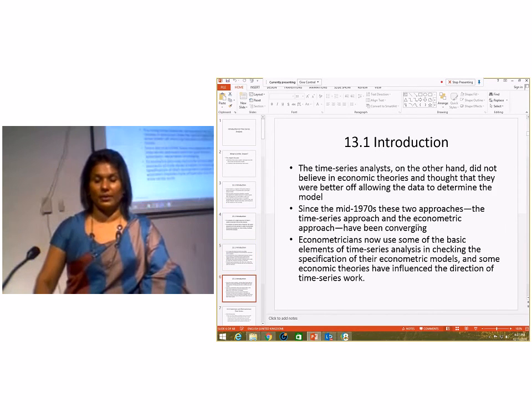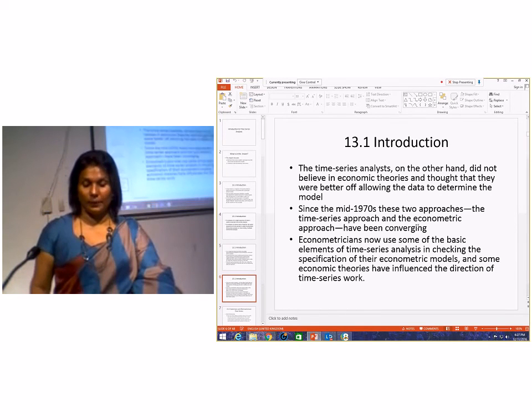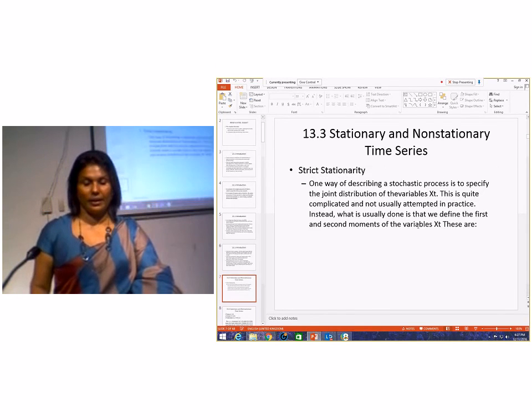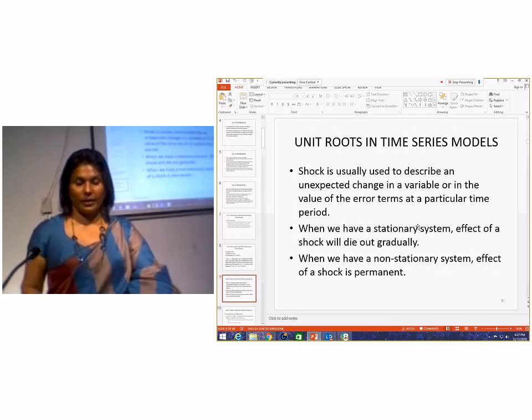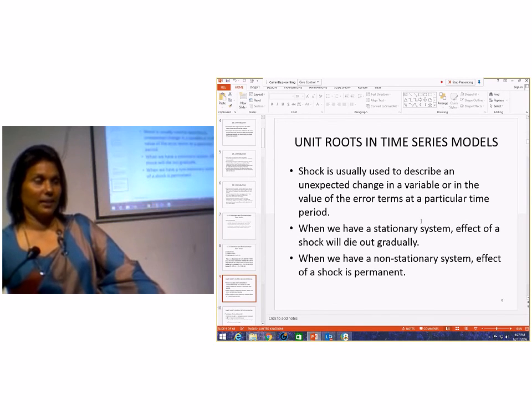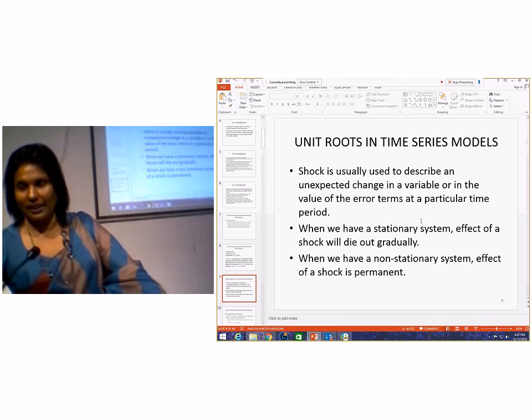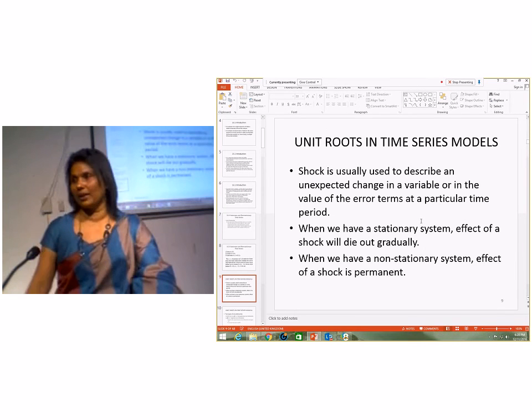Several shocks, right? It includes shocks, unexpected changes, right? If you consider 2009, most of the tourism sector, due to the world recession, there was a sharp decline in the tourism sector in 2009. That is the unexpected shock, right?